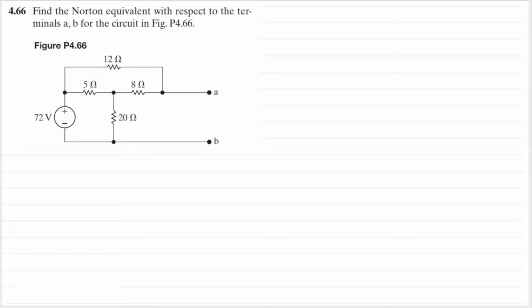So the question is find the Norton equivalent with respect to the terminals A and B for the circuit in the figure. Okay, this is the figure and I think I will use the relationship between the Thevenin and Norton current. So we will have this one here. So the Thevenin voltage is equal to the Norton current multiplied by the Norton resistance.